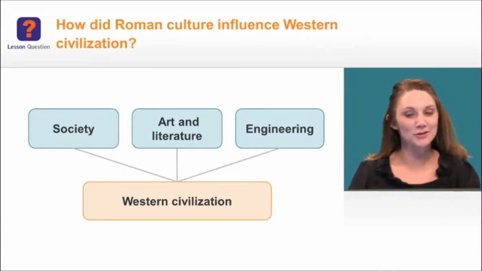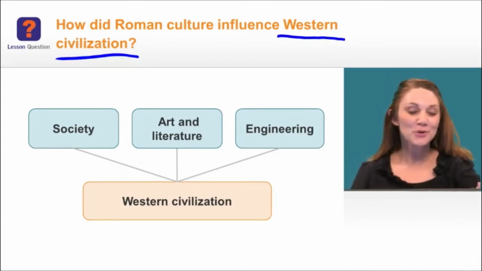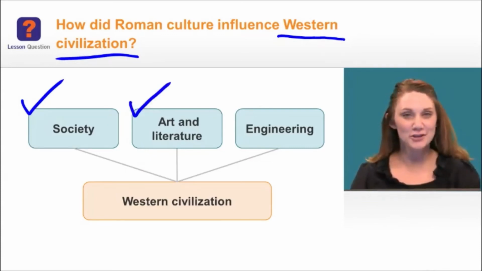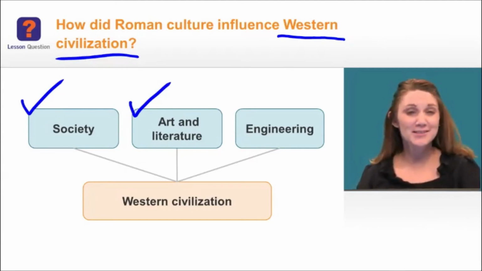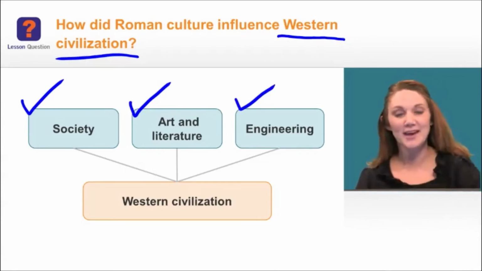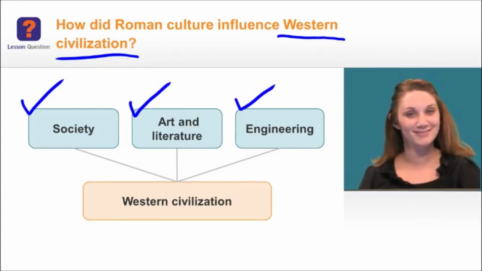How did Roman culture influence Western civilization? Now, first we covered society. We learned all about the Roman family. Lastly, we covered art and literature. We learned all about Cicero and his influences on Western civilization. Now let's go to engineering and see what they've done. Again, to help you answer your question, how did Roman culture influence Western civilization?